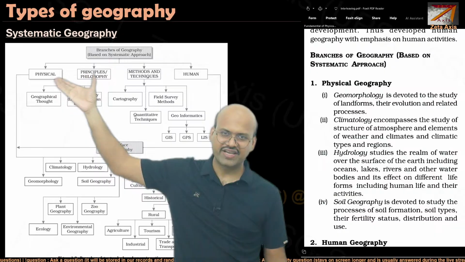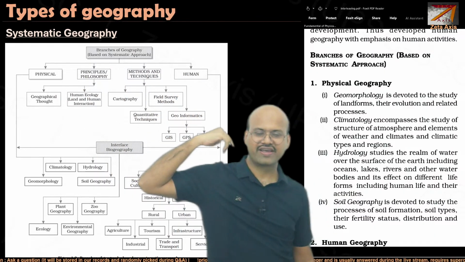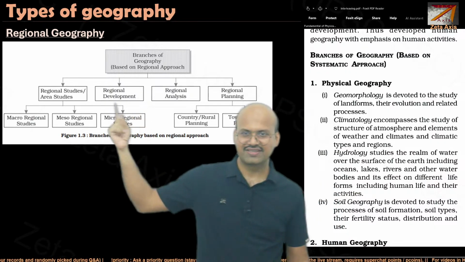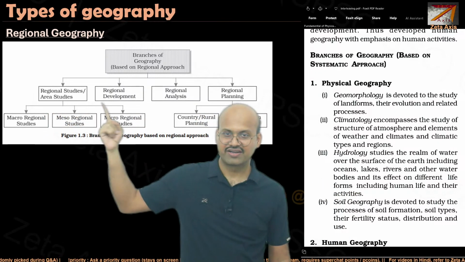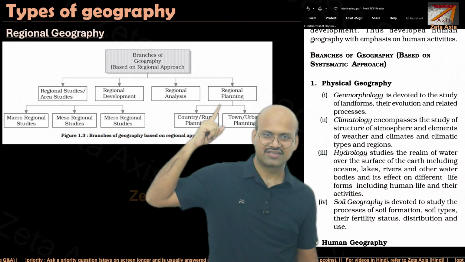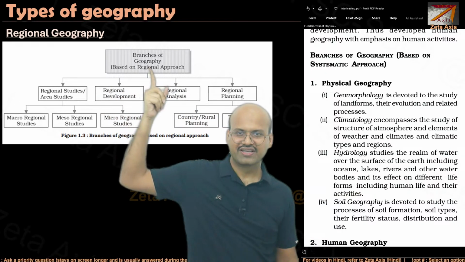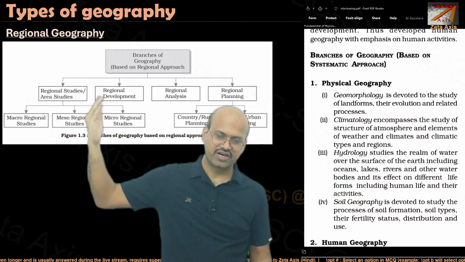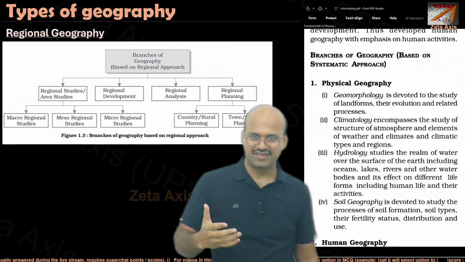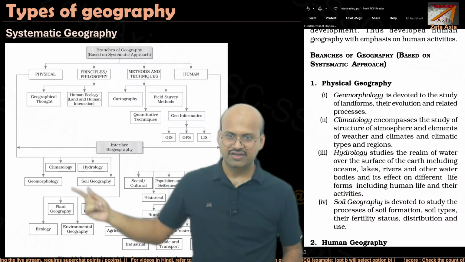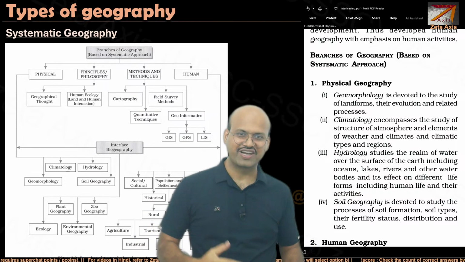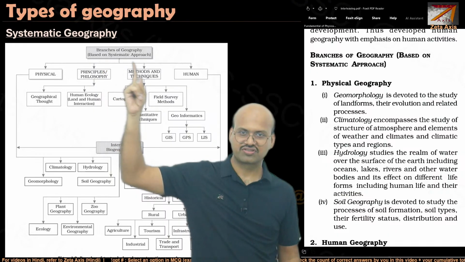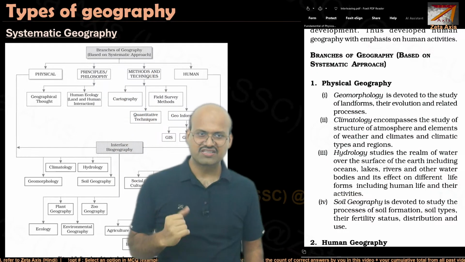So you can see very clearly from over here that they have divided systematic geography into different parts. And if we come to regional geography, we can see regional studies, areas, regional development, regional analysis, regional planning. So all these are divisions of regional geography based on the regional approach. You can even understand from these two figures in your NCERT, figure 1.3 and figure 1.2. If you see these two, you will understand the basic difference between systematic and regional approach. This is based on the systematic approach, and that was based on the regional approach.